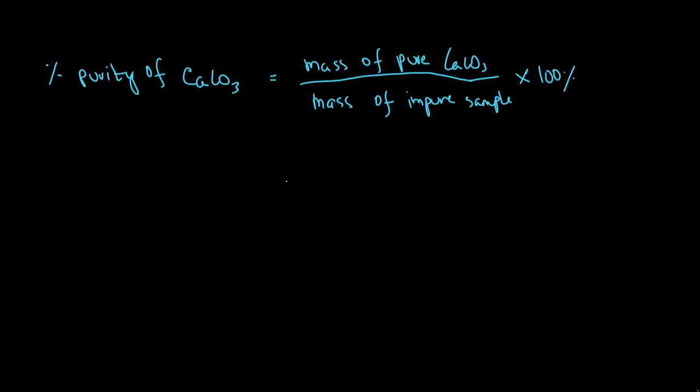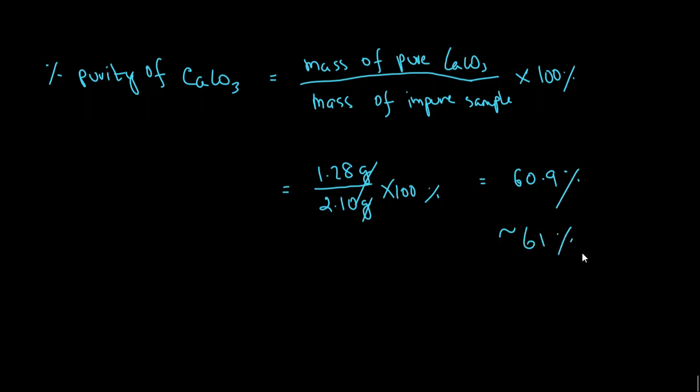So this is going to be 1.28 grams divided by 2.10 grams times 100%. Grams are going to cancel each other out. So let's see here. 1.28 divided by 2.10 times 100. So this is 60.9% pure. So let's just call it 61% pure. So this is a more practical scenario that you should see in the real exam.